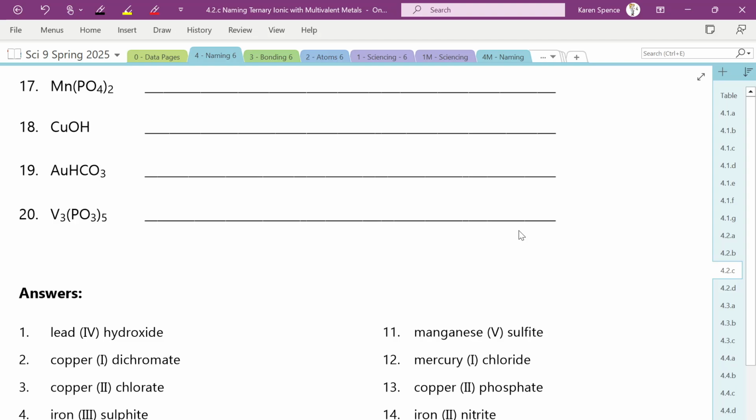So if we do ammonium iodide. Okay, is it an ionic compound or a covalent compound? It's an ammonium. Is ammonium an ion or is it not an ion? It's an ion, so therefore it is an ionic compound.